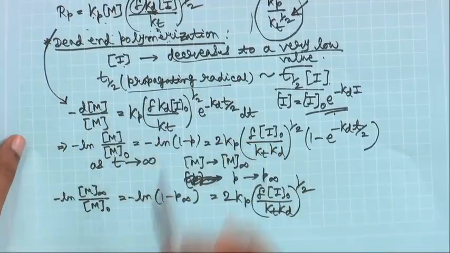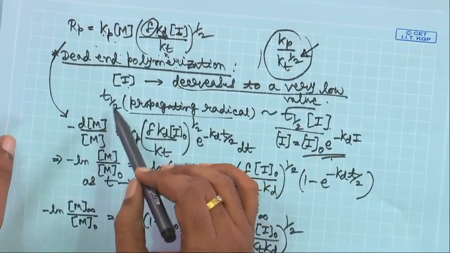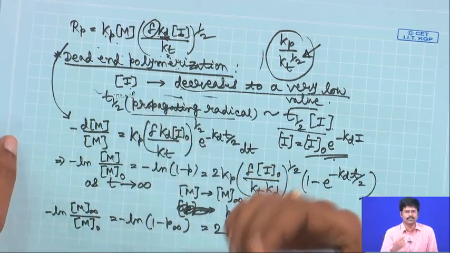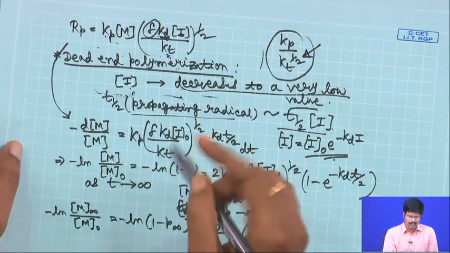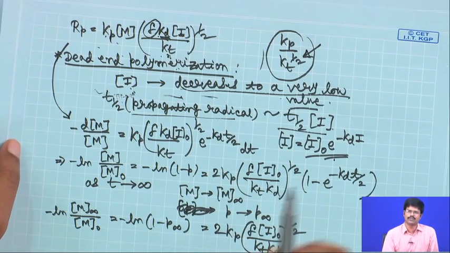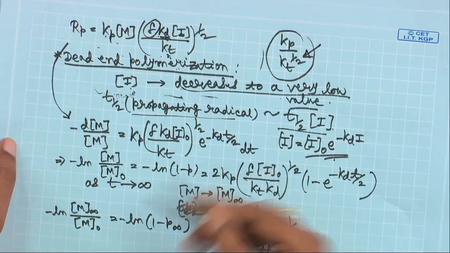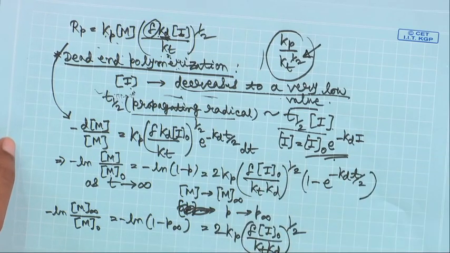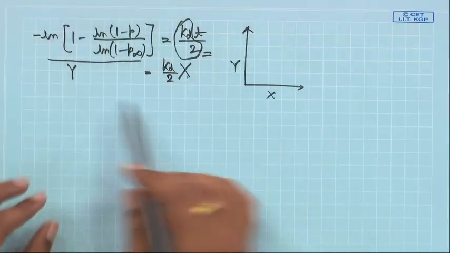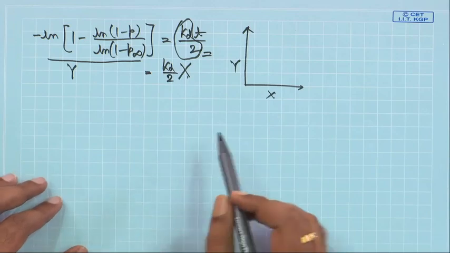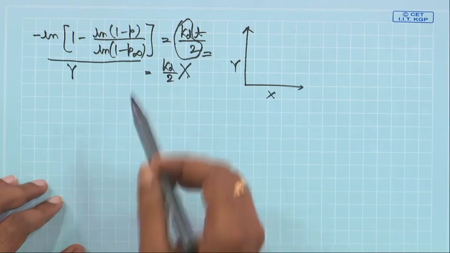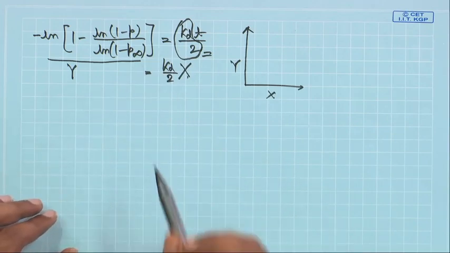The technique is called dead end polymerization, where you have chosen the initiator so that, considering the half life of the initiator, its concentration will decrease to a very low value after a certain period of time. So, after a long time there will be a limiting conversion reached for the polymerization, and under that condition this expression is valid. When you plot these two as a function of time, you can find out the value of k d, put the value in R p, and you can find out the value of f.